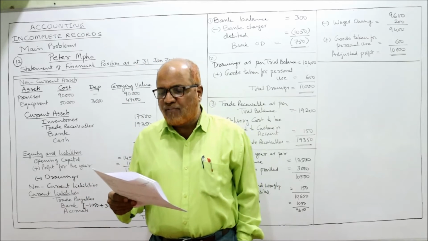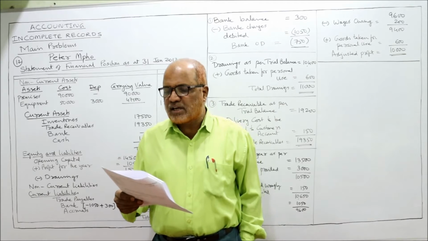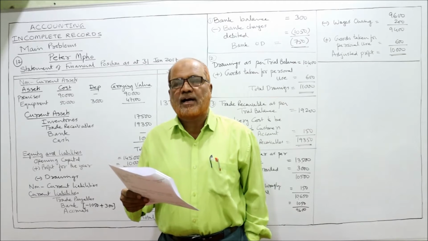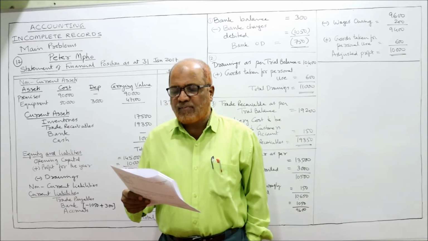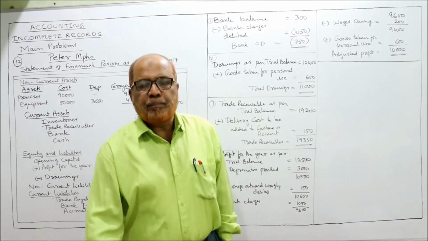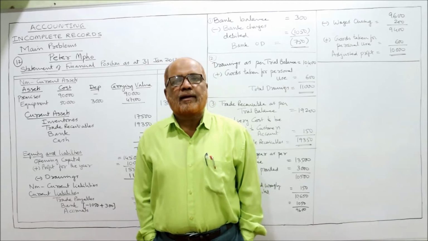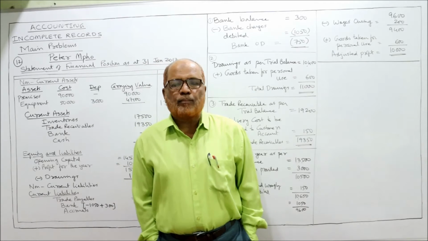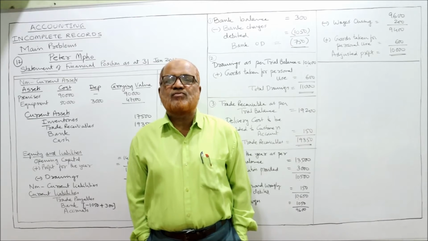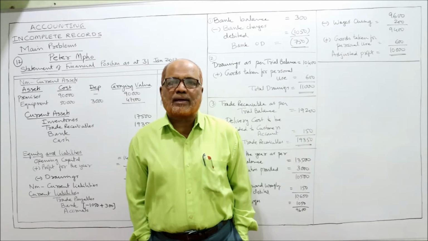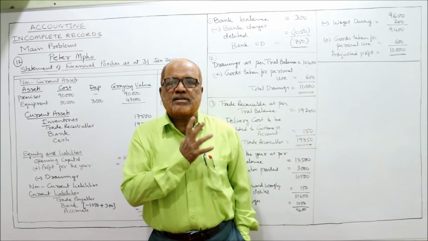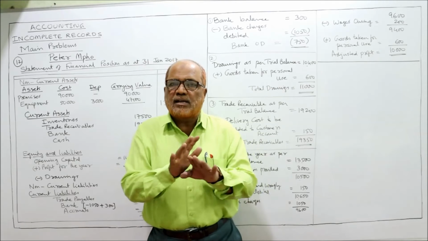Then during the year Peter Foe had taken goods costing $600 for his own use. This transaction had not been recorded in the accounting records. This does not affect the closing inventory on 31st Jan 2017. So the owner, the sole trader, Peter Foe, has withdrawn some goods. He has taken away some goods from the business for personal use. It is called drawings. So $600 worth of goods he has taken for personal use, drawings, and that is not considered.